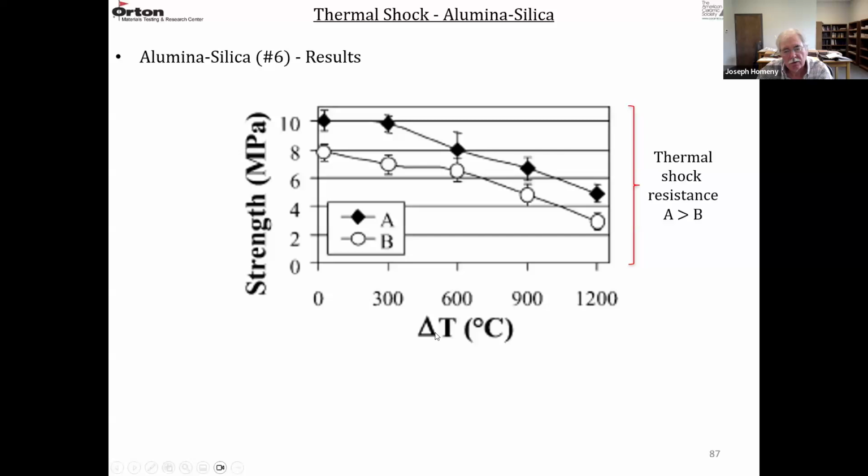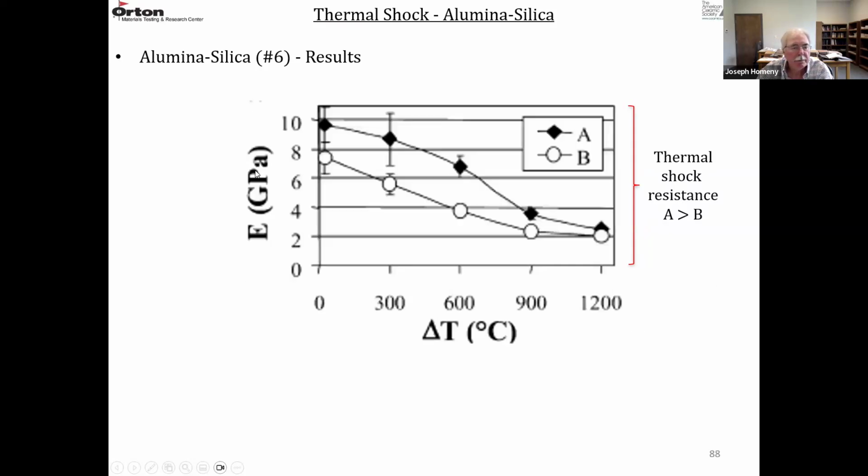If you plot strength versus delta T, the dark diamonds are A, the open circles are B. The strength is a little bit better in sample A, the one with the mullite matrix. The thermal shock resistance is a little bit better in A than B. The modulus follows the same trend, a little bit higher modulus in A versus B. Again, A has the mullite matrix, and the thermal shock resistance of A was greater than B.